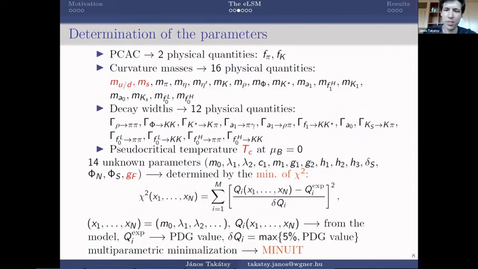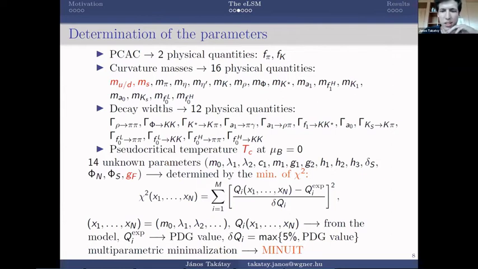So now let's talk about how we determine the parameters of this model. As I mentioned before in the simple example, we can basically use vacuum phenomenology to fix parameters. For example, we might use different mesonic masses, and that's what we do. We use 16 physical quantities for this. In addition, we also use decay widths of different mesons, which we get from 3-point functions. And what we also want to do is recreate the finite temperature behavior at zero chemical potential, so we also fix the pseudo-critical temperature to the lattice value.